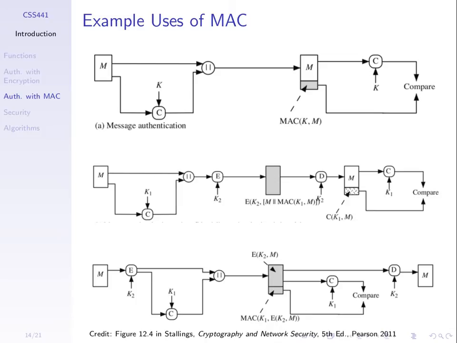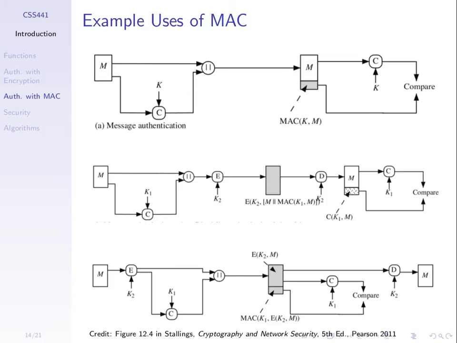What B receives, if nothing has changed, is the message followed by the tag. Well, the tag was the MAC of the message and the key. What user B does to verify that everything is okay is they calculate the MAC of the received message and compare that to the received tag. So the C in the box here indicates apply the MAC function. So we receive a message, calculate the MAC function using the same key as A used, we'll get a tag as output. We receive a tag as well. We compare them. If they are the same, we assume everything's okay. If they are different, we assume something's gone wrong.